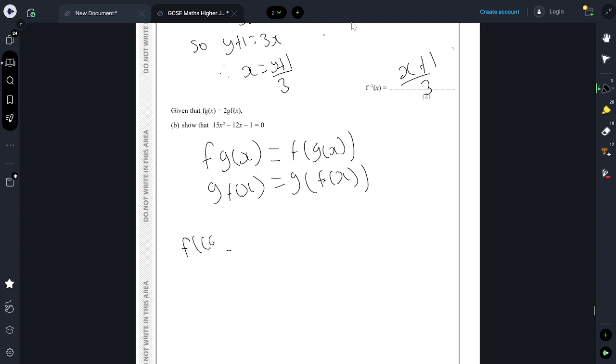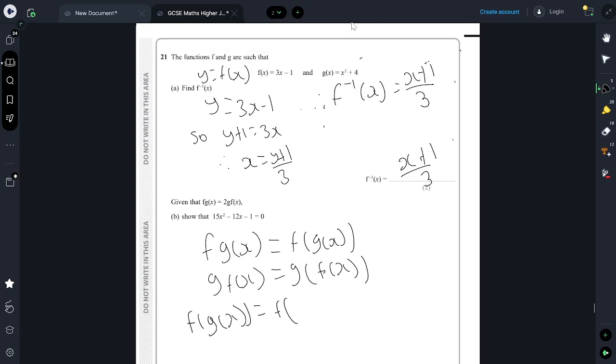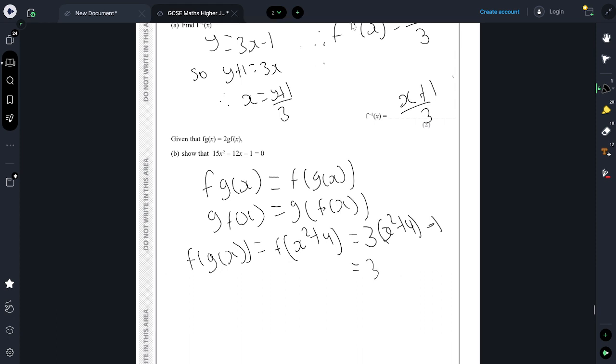What's f of g of x? First of all, that's f of, and substitute g of x in. Now g of x is x squared plus 4, and then substitute that into f. So wherever there is an x in f of x, there's 3 lots of x, where instead of x, you replace it with x squared plus 4, minus 1. And so expand the bracket, you get 3x squared plus 12 minus 1, which is 3x squared plus 11.